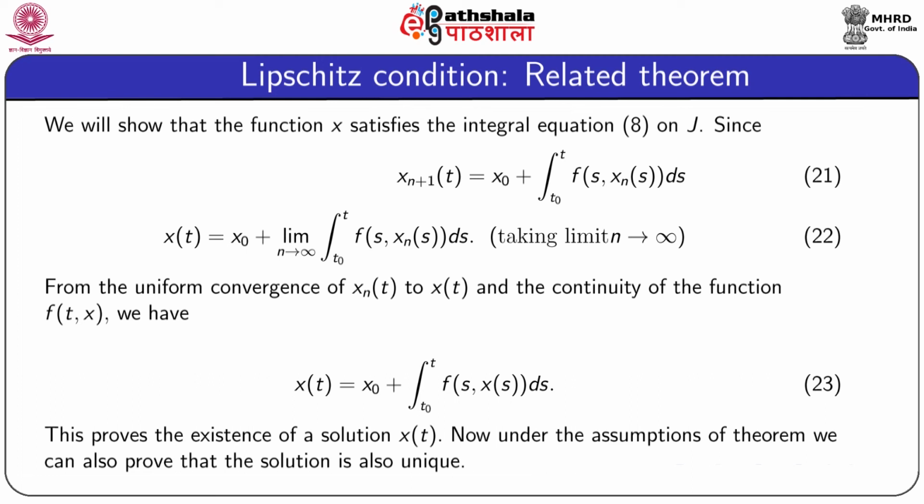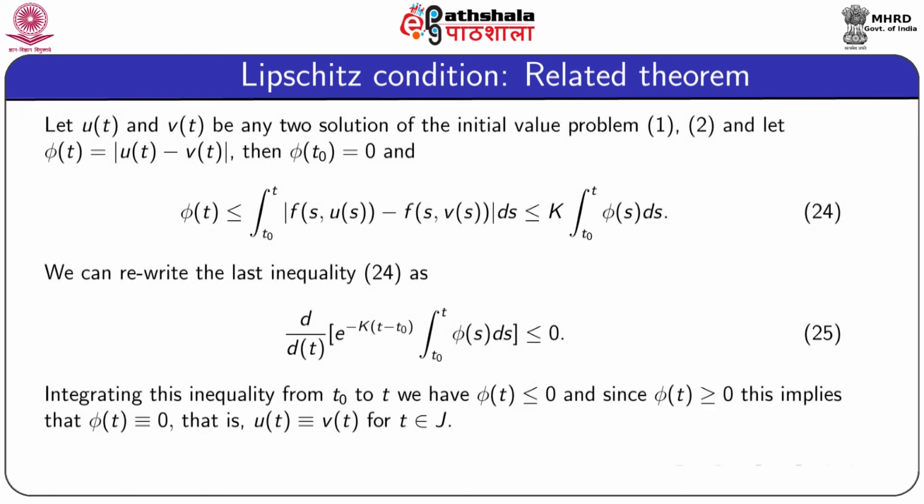Now, under the assumption of the theorem, we can also prove that the solution is unique. Let u(t) and v(t) be any two solutions of the initial value problem 1, 2, and let phi(t) equal |u(t) - v(t)|. Then phi(t0) equals 0 and phi(t) is less than or equal to the integral from t0 to t of |f(s, u(s)) - f(s, v(s))| ds, which is less than or equal to k times the integral from t0 to t of phi(s) ds, given by equation 24.